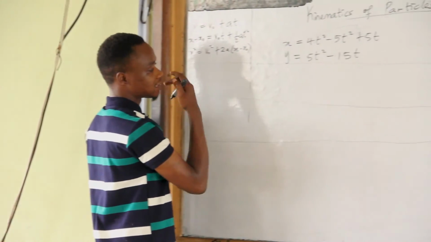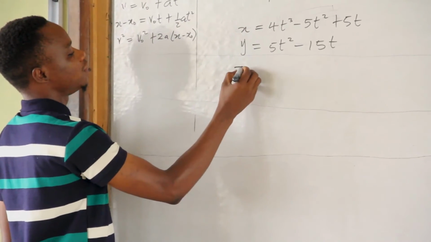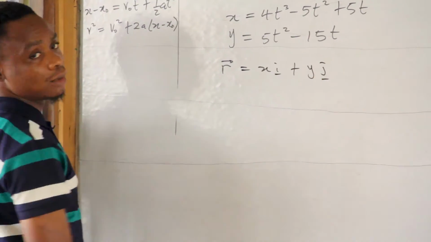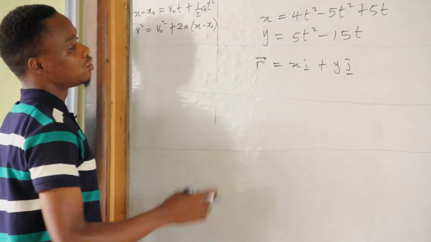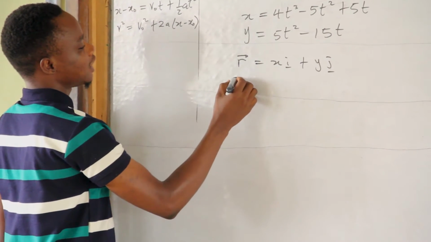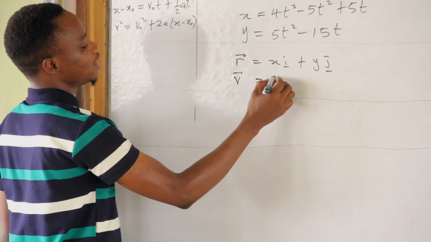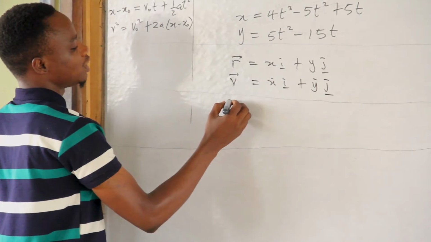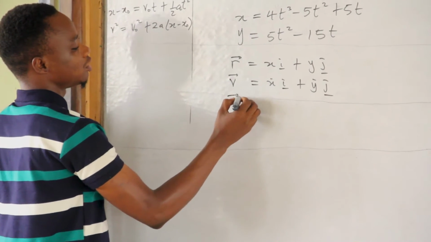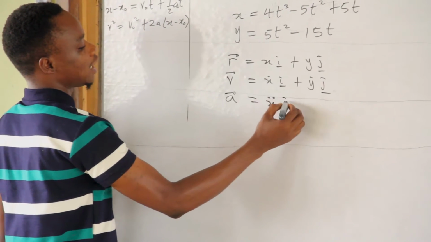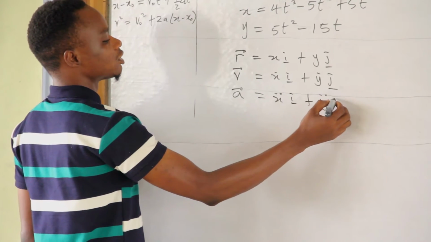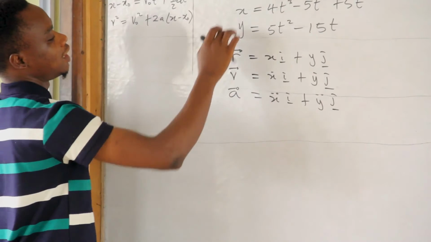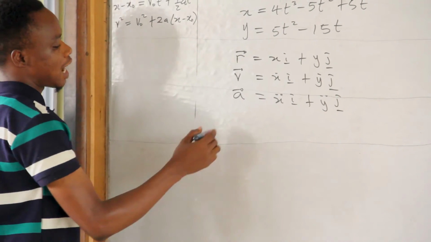So I'm given x. I know that the position vector r is equal to x i plus y j. Do you understand that? So from this expression I know that the velocity v is going to be equal to x dot i plus y dot j. And I know that acceleration is equal to x double dot i plus y double dot j. Does it make sense? So from what I have been given here, I can get x dot and y dot.